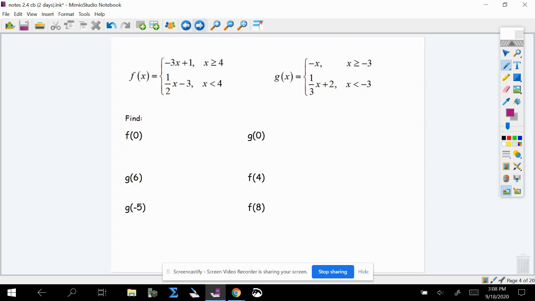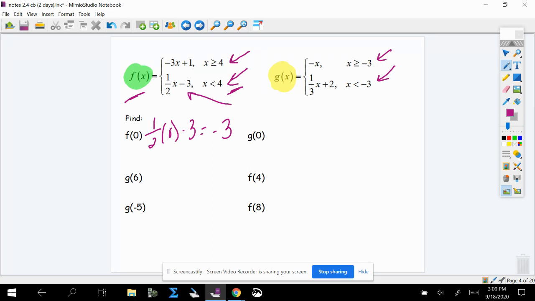Now, we can have problems that have lots of different piecewise functions. So when you're reading this, anytime they're talking about the f function, you want to make sure you're using this one. And anytime we're talking about the g function, you want to make sure you're using this one. In addition, over here, we'll tell you which line we use, whether the top line or the bottom line, depending on the x you're plugging in. For this first one, it says find f of 0. So I'm going to go to the f function, the one in green. 0 is smaller than 4, so I'm going to use the bottom line here. So I'm going to have a half times 0 minus 3. Again, you can use a calculator if you need to do the arithmetic to get -3.